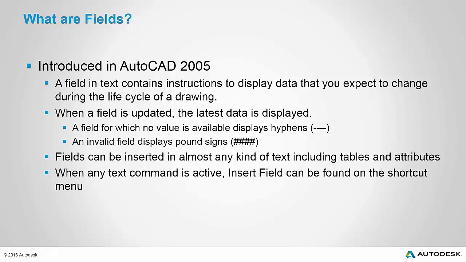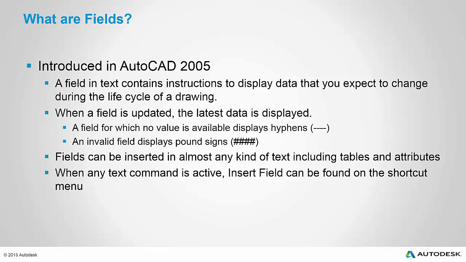So, as it says there, when a field is updated, the latest data is displayed. There are times where you may see something like 4 hyphens in a field. This just means that there is no data available at that time. Or you may see something like 4 pound signs. This means that that field is invalid, that it does not apply to what you are wanting to extract information from.